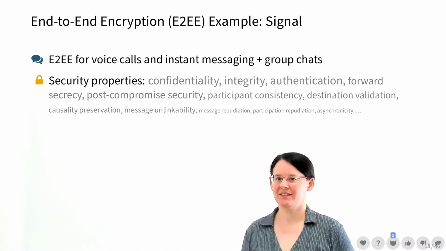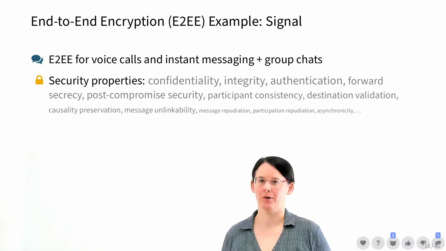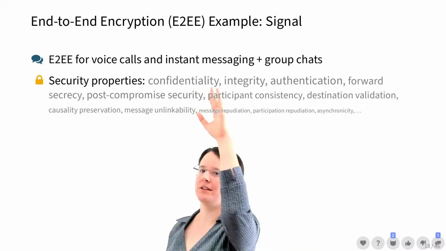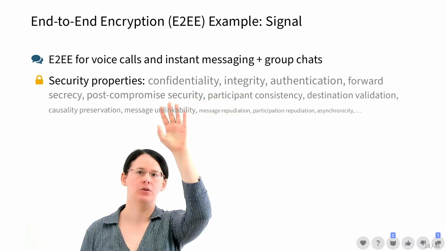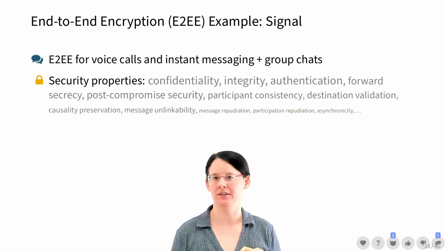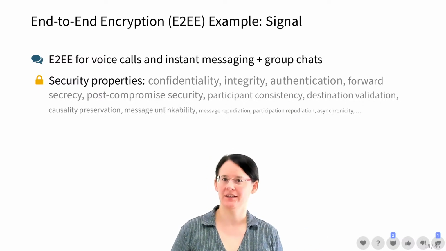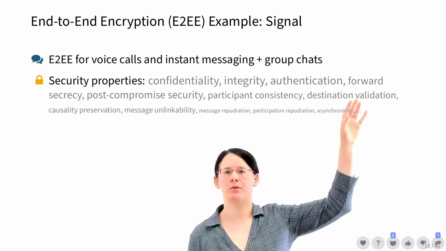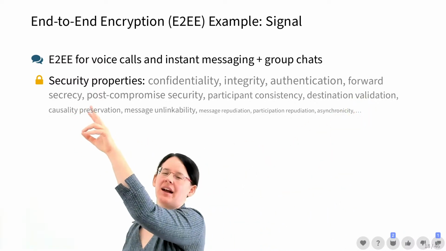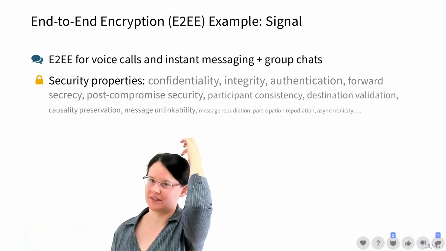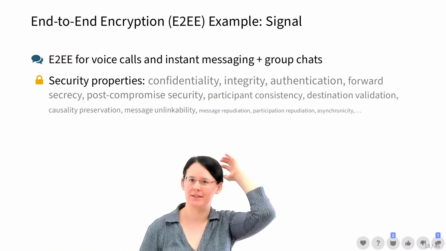And this manifests itself in a very long list of security properties. There are some security properties that we're already very familiar with, so we know confidentiality and integrity and authentication. That's all stuff that Signal provides. But in addition, it has lots of other stuff. So for example, it also provides forward secrecy and backward secrecy. So it's also called post-compromise security.